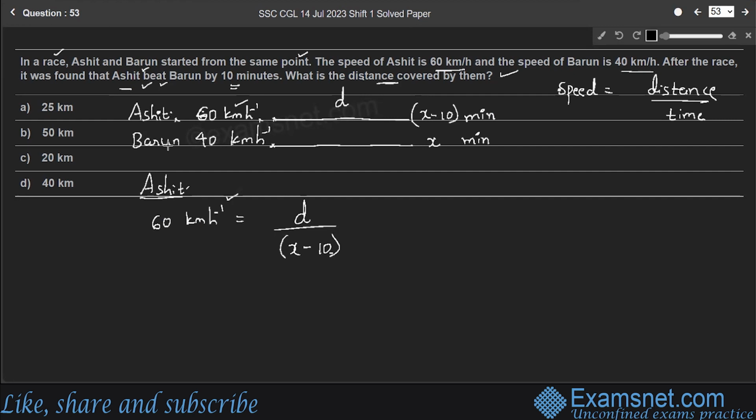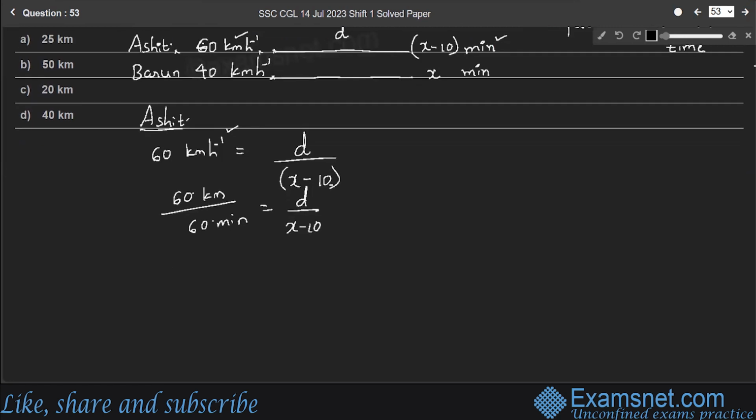So here let us express speed in terms of kilometer per minute. Since the time is in terms of minutes, 60 kilometer per hour means 60 minutes is equal to D by X minus 10. Right? Therefore, 1 kilometer per minute. So 1 is equal to D by X minus 10. So we can write X minus 10 is equal to D. Consider this as equation 1.